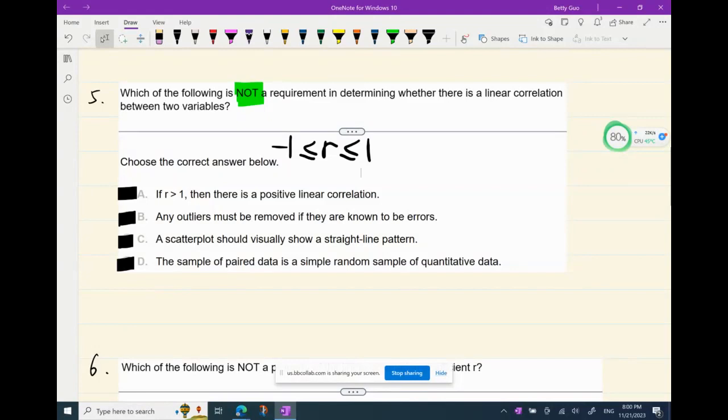Yes, that's the first thing we need to do to determine the linear correlation between two variables, right? Visual examination. D, the sample of paired data is a simple random sample of quantitative data. Yes, that's correct. We don't do qualitative, it's not possible to do qualitative data. It has to be quantitative numbers, points corresponding to ordered number pairs, and it is required to be a simple random sample.